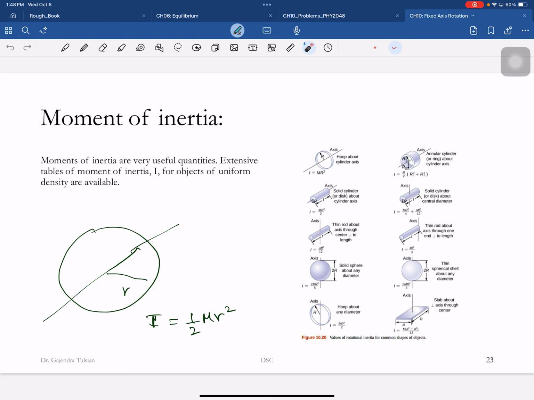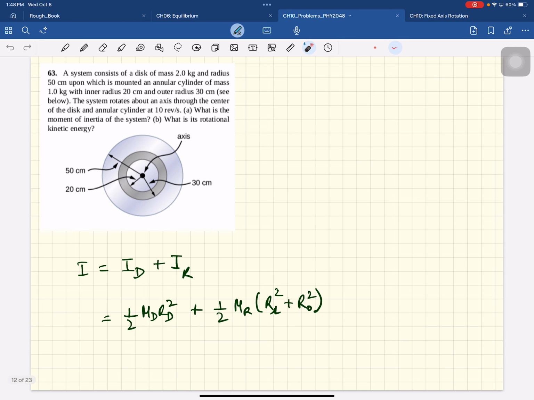See, there's the formula for the ring: 1/2 (inner radius squared plus outer radius squared). Okay. All right, so let's put in the numbers and calculate this.